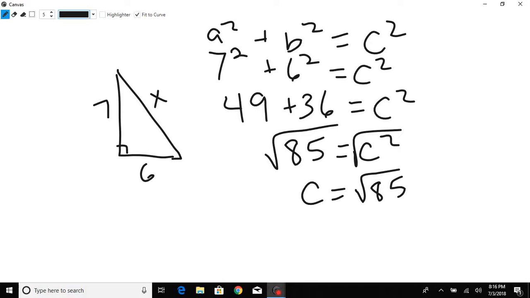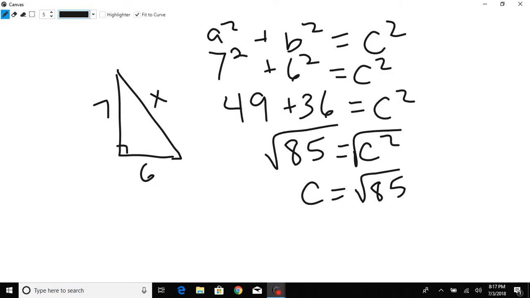Well, what number times itself is equal to 85? Well, you can't think of it, can you? Because there isn't a whole number that times itself is 85. We know 9 times 9 is 81. We know that 10 times 10 is 100. So we know it's between 9 and 10. And we know it's going to be closer to 9 because 85 is closer to 81 than it is to 100.